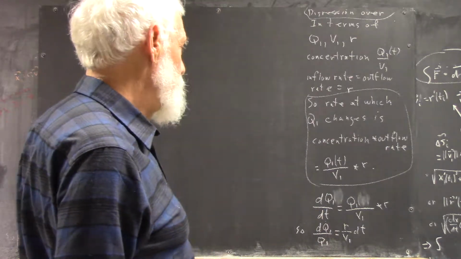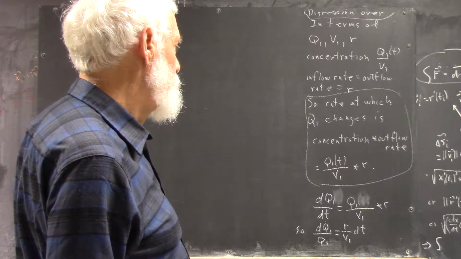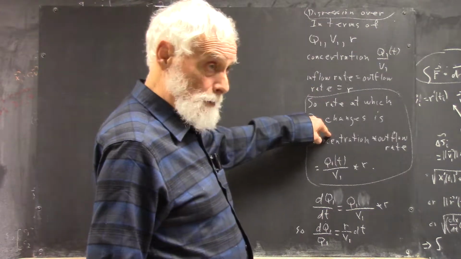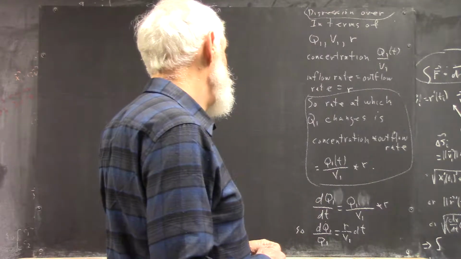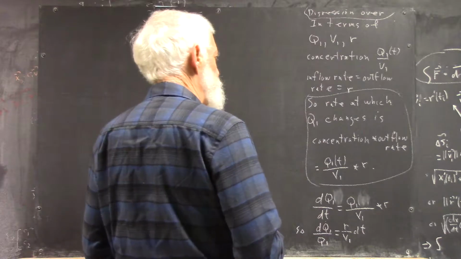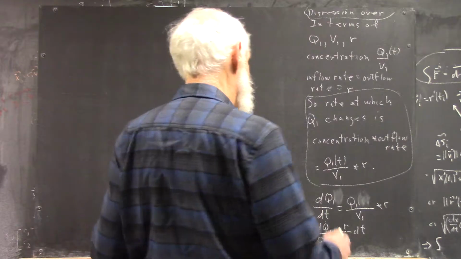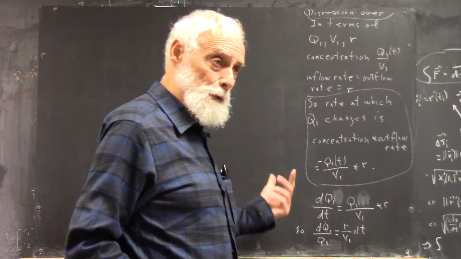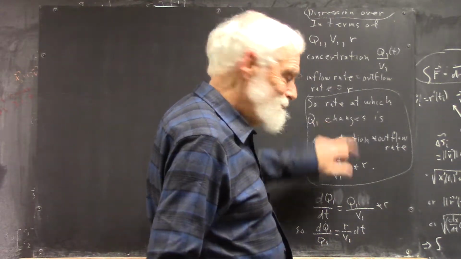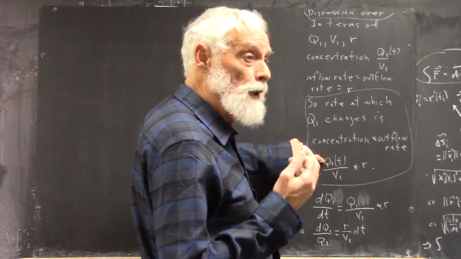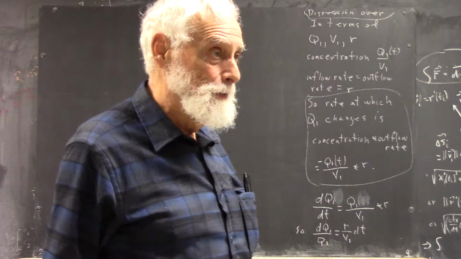Now there's one problem here. I wrote something that's actually wrong. I said the rate at which Q1 changes is this. But Q1 is decreasing, right? So we would have to make it negative Q1 over V1 times R. It's leaving. Q1 over V1 times R is the rate at which Q1 leaves, but the rate at which it changes is the negative of the rate at which it leaves, right?